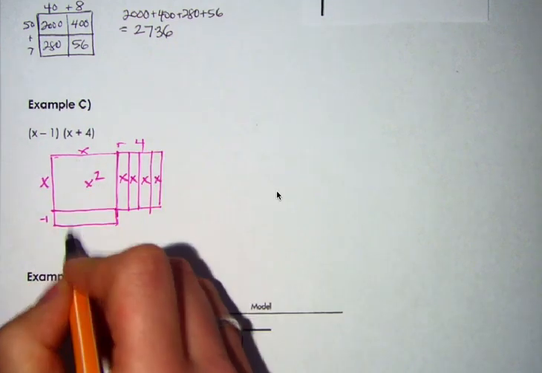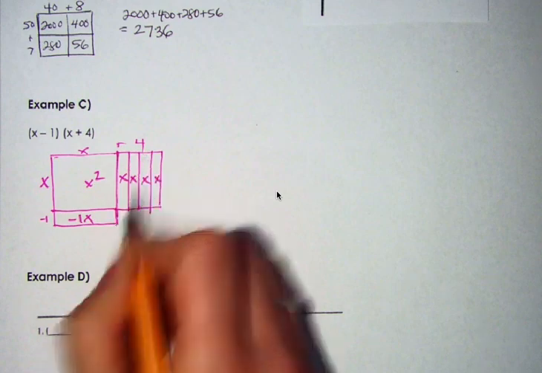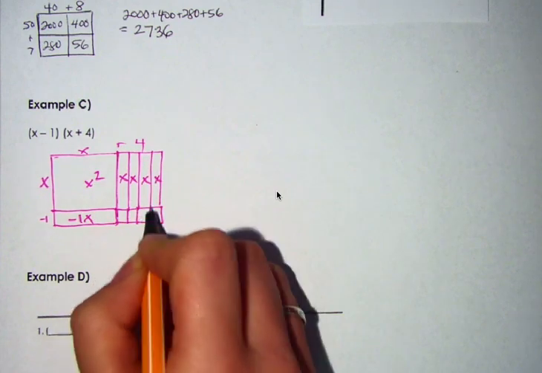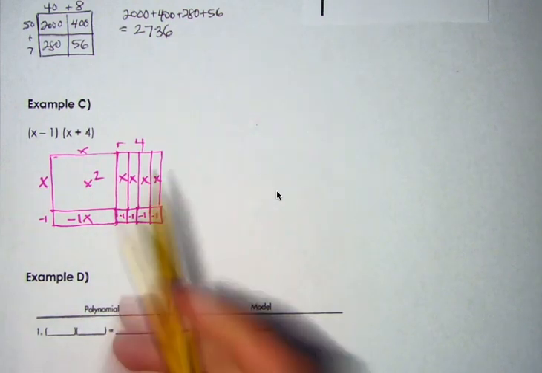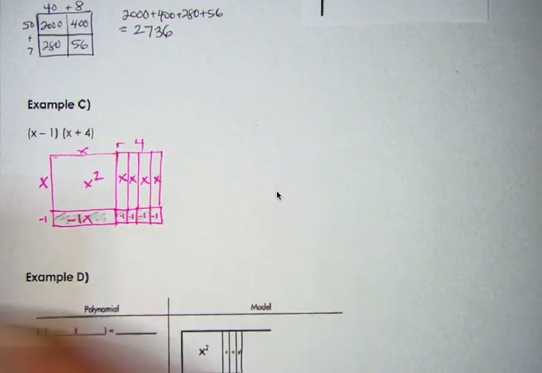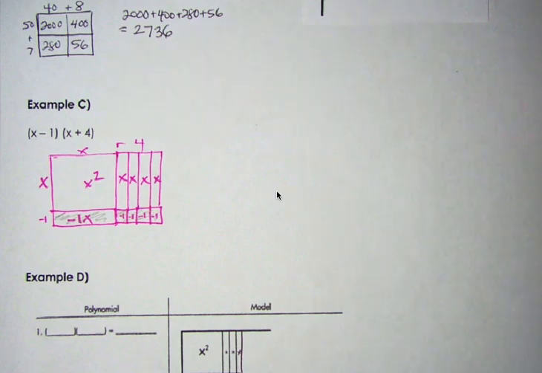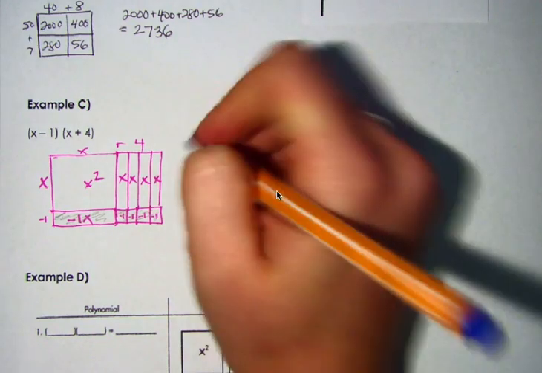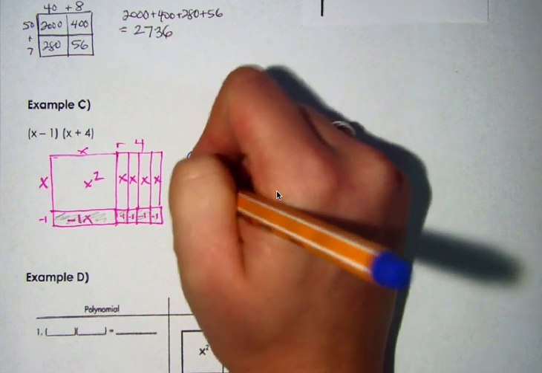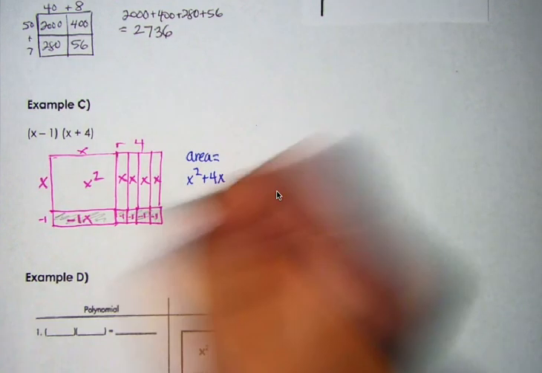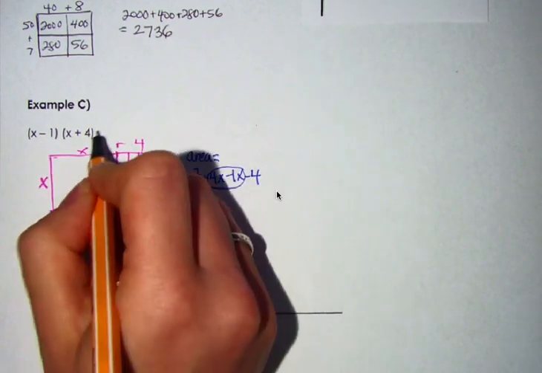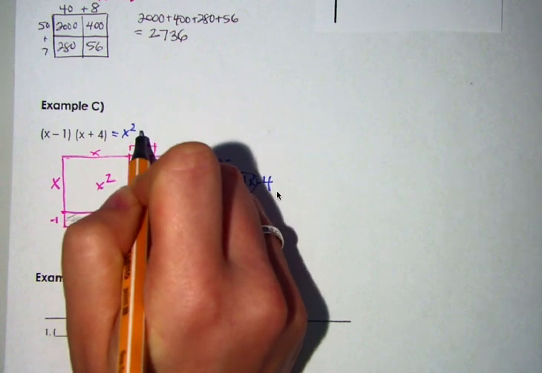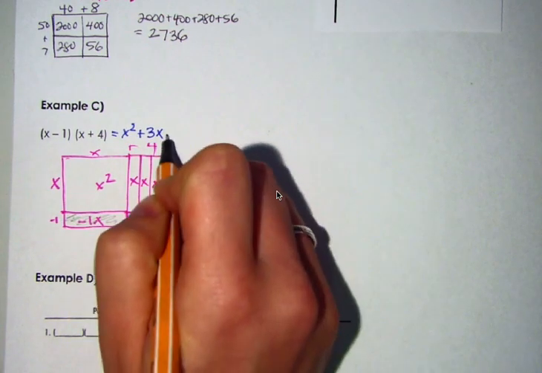X times negative 1 is a negative 1x, and then negative 1 times 4, these are all negatives. So remember, when we have negatives, we show that they're negative by shading them in. Now, to find the area of these two binomials when I multiply them, I have to combine my like terms. So my area is going to be x squared plus 4x minus 1x minus 4. So I can combine the like terms here, and my answer is x squared plus 3x minus 4.